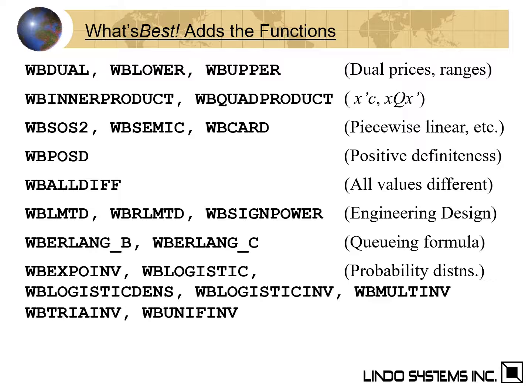In engineering design, if you're doing heat exchangers, we've added these log mean temperature difference functions there. If you're doing nonlinear networks, the sine power function is added there. If you're doing waiting line kinds of things, the Erlang B and Erlang C functions are available in What's Best. And then we've added a number of other probability distributions. So that's what we support.